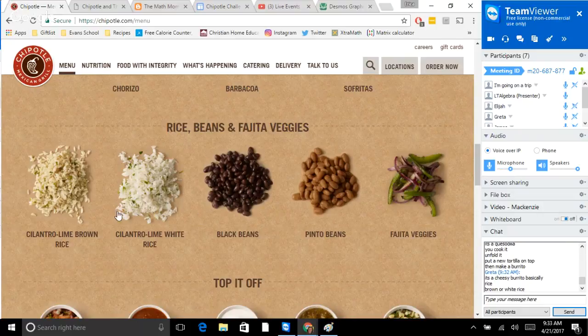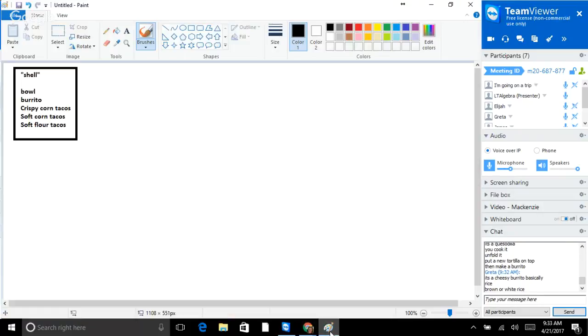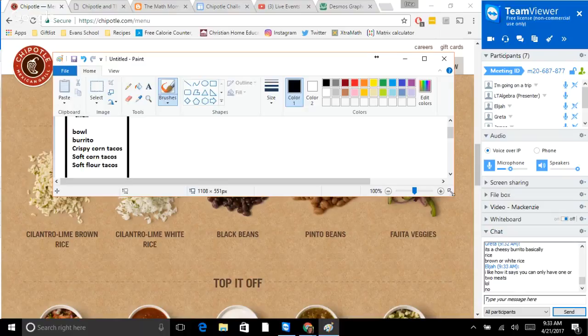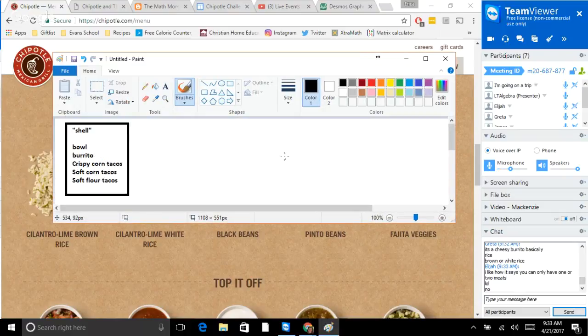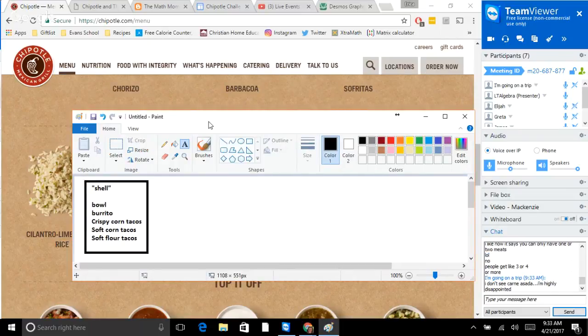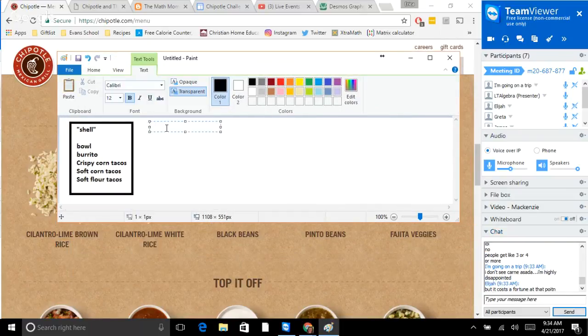Okay, so let me just spend a little time writing these down. Now you guys have to decide. You know too much, Elijah. So that's the question. What Elijah's saying is that some people get more than one meat. Correct, Greta. They usually say white or brown rice, and then they say black or pinto. So let's just focus on this rice, black beans, veggies, okay?